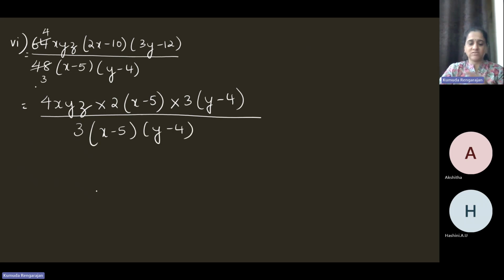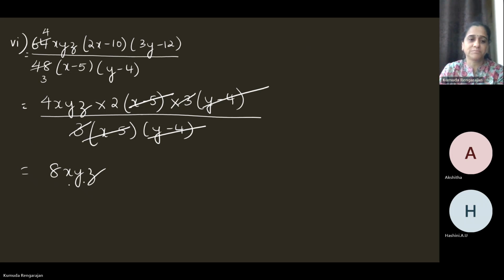Now children, see that in the numerator it's a product throughout: 4 into x into y into z into 2 into (x minus 5) into 3 into (y minus 4). It's a product, so you can cancel y minus 4 and y minus 4, x minus 5 and x minus 5, and 3 and 3. 8xyz is the answer. That's all.